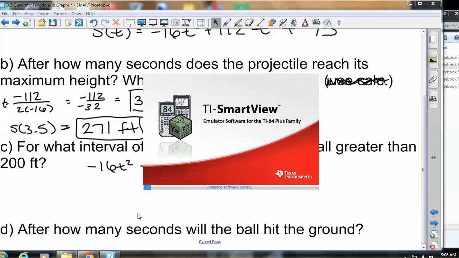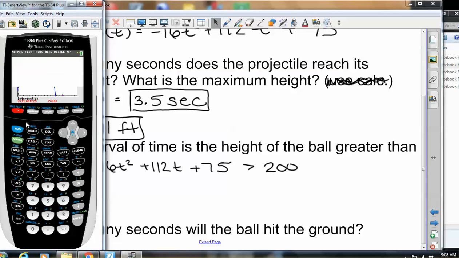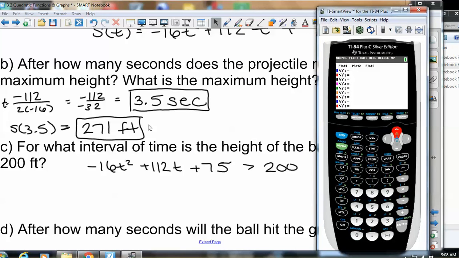We are going to go to our y equals, and we are going to graph two things. My y1 is going to be the left-hand side of this equation. So negative 16, we don't have a t button, so you're just going to use x. Negative 16x squared plus 112x plus 75. My y2, I'm going to make that the right-hand side of my equation. So I want it to hit a height of 200.